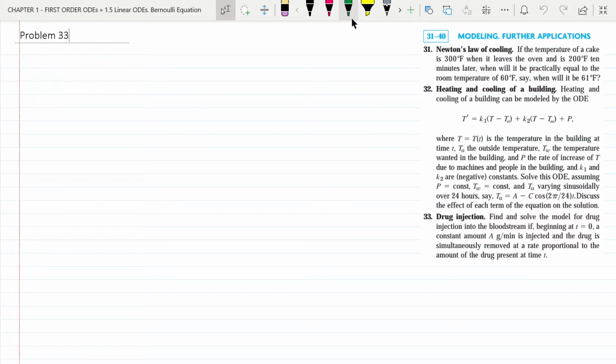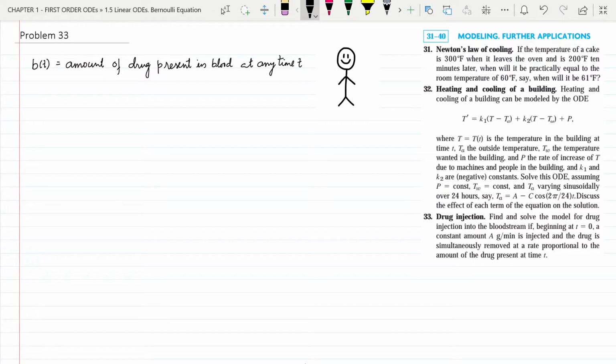Problem 33, drug injection. Find and solve the model for drug injection into the bloodstream if beginning at time t equal to 0, a constant amount a gram per minute is injected and the drug is simultaneously removed at a rate proportional to the amount of drug present at time t. Let us assume B of t as the amount of drug present at any time t. So B of t equals the amount of drug present in blood at any time t.